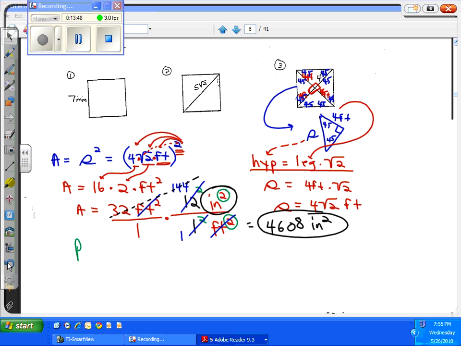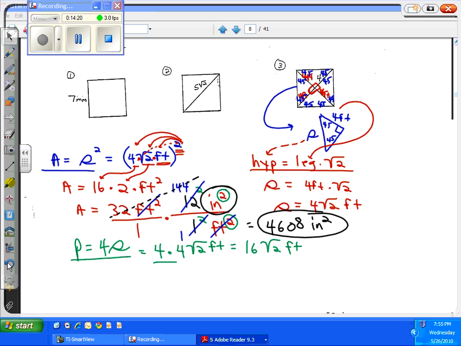Perimeter. The perimeter is 4S. I generally say put it on a word sentence line in Algebra 1. So we say, okay, the perimeter is 4 times a side, and the side was 4 square root 2 feet. So when we multiply, we're going to get 16 square root 2 feet. And we keep the radical there.